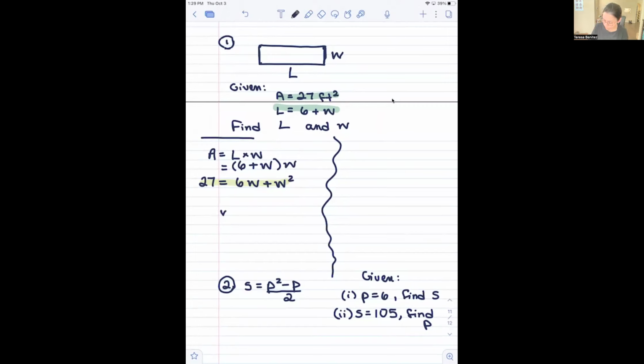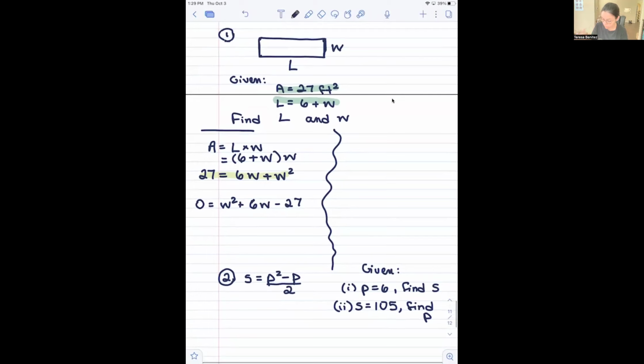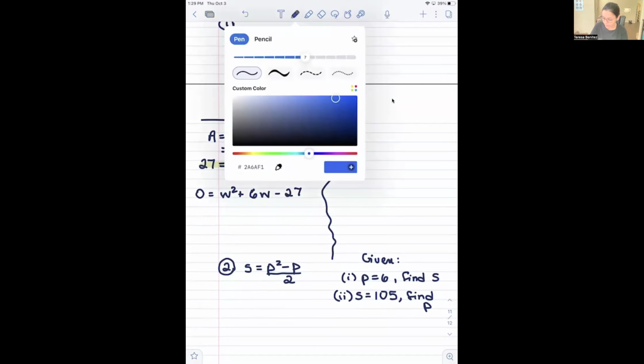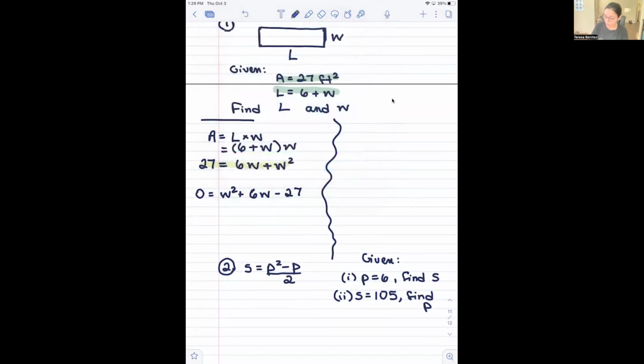Okay, so I'm going to move some things around. W squared plus 6W, what was on the right hand side already, minus 27. Okay, I'm making this equal to 0, or if it makes you feel more comfortable, making it equal to 0 on this side, it's the same thing. I subtracted 27 from both sides. But now I try to factor this, find the prime factorization. Numbers, or two numbers that add up to 6 and multiply to negative 27. Again, I'm not writing that down, but this is what I'm doing.